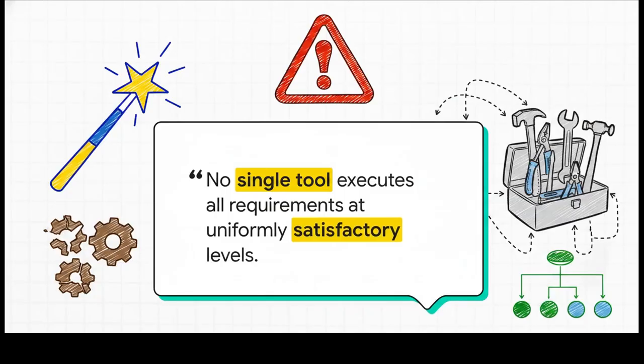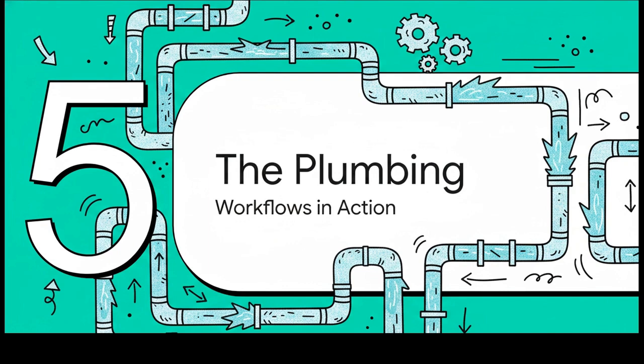Which actually brings us to a massive warning label for this whole project. It's perfectly captured in this quote from our sources. No single tool executes all of the various requirements we have covered at uniformly satisfactory levels. Seriously, do not fall for a single vendor's marketing buzzwords promising you a magic bullet. To actually succeed here, you have to thoughtfully assemble a comprehensive, integrated tool belt of capabilities that fit your various specific architectural needs. And finally, step 5, the plumbing.